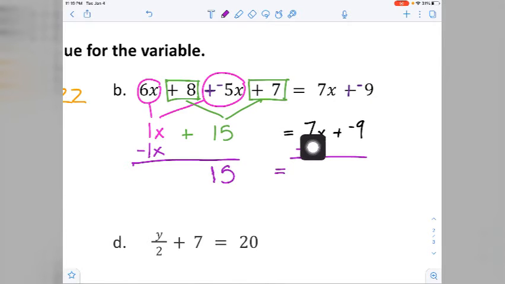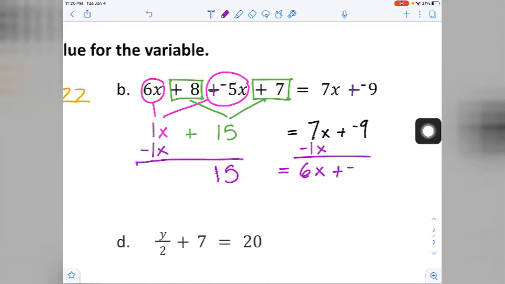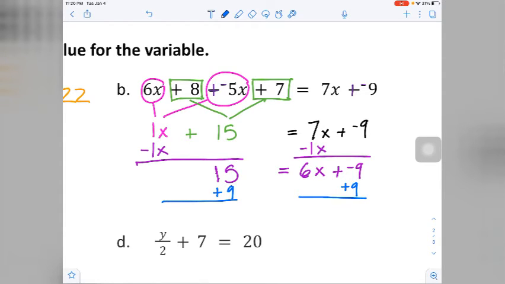And then 7x minus 1x is 6x. But I also still have this plus negative 9. Okay, so the next step is to get rid of numbers on the right. I got rid of all of my x's on the left, so now I want to keep my x's over here and get rid of the numbers. So I'm going to get rid of this negative 9. I would add a balance set. I'm going to add 9. Then I'm going to add 9 to the other side as well to keep the teeter-totter even.